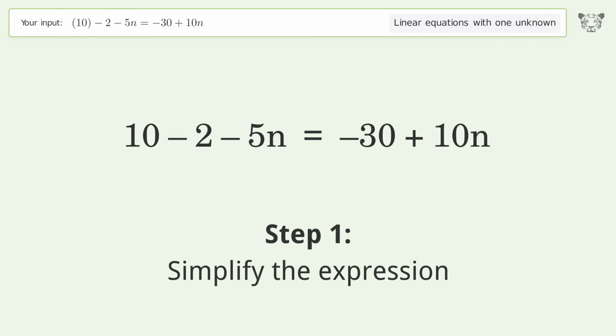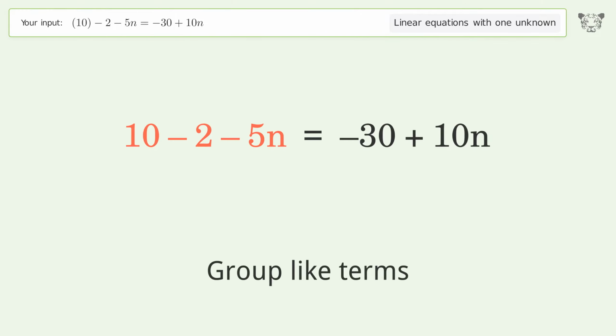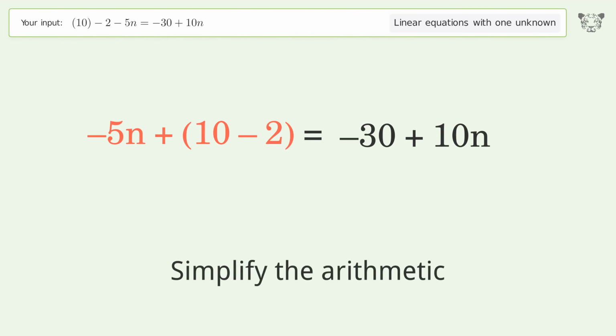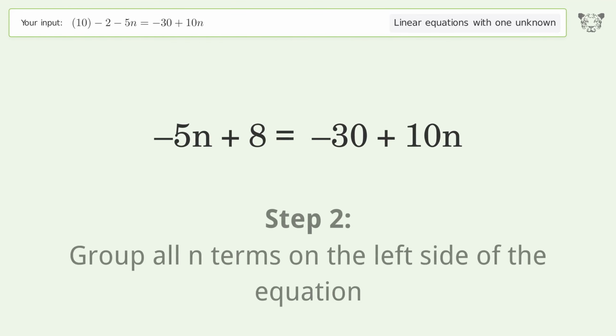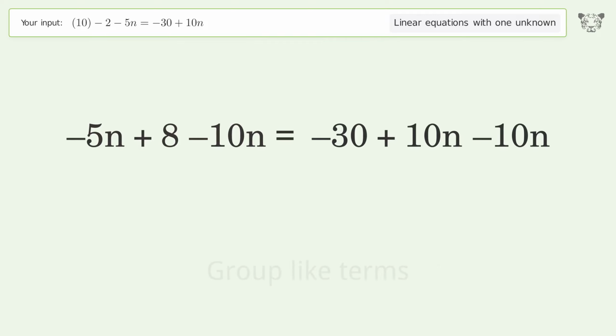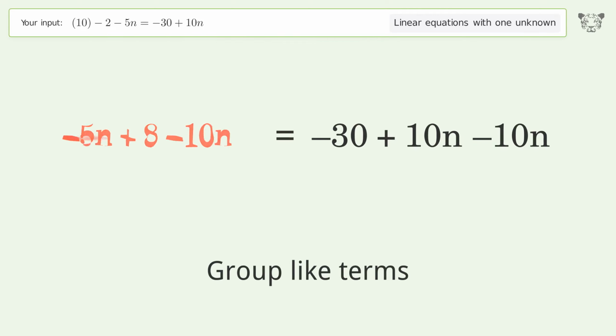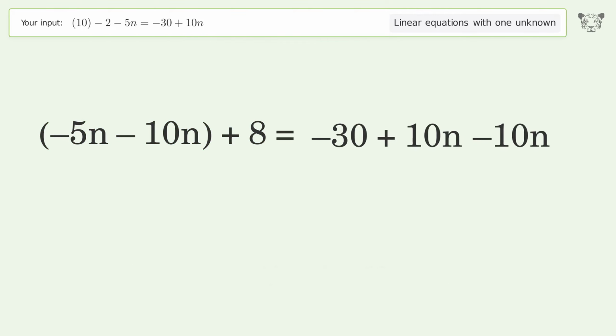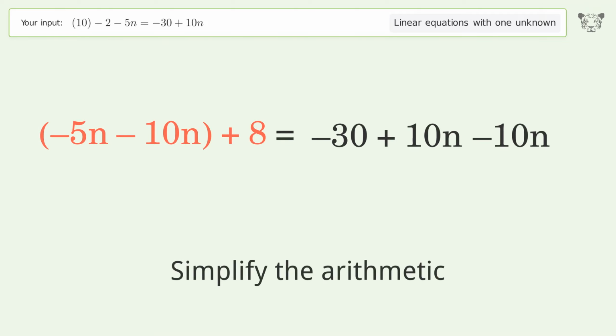Simplify the expression. Group like terms. Simplify the arithmetic. Group all n terms on the left side of the equation. Subtract 10n from both sides. Group like terms. Simplify the arithmetic.